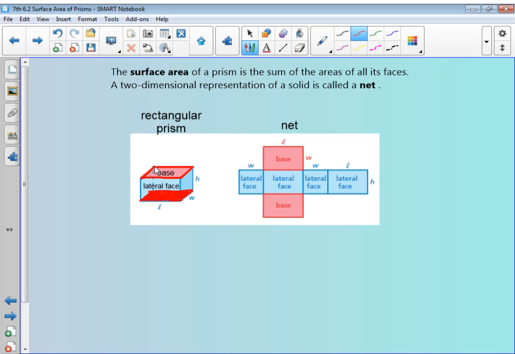A net is going to be like if I were to take and cut that apart and be able to unfold what it would look like, you would see that that three-dimensional figure actually consists of two bases and then four rectangles that are making up that lateral face. And so today what we're going to work with is breaking our figures down into their nets and understanding how to find the surface area.